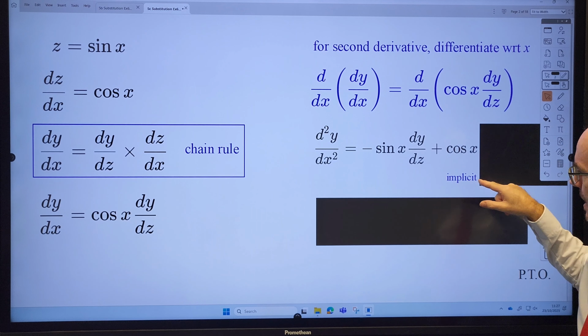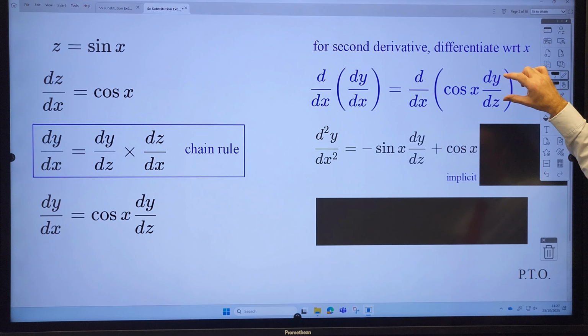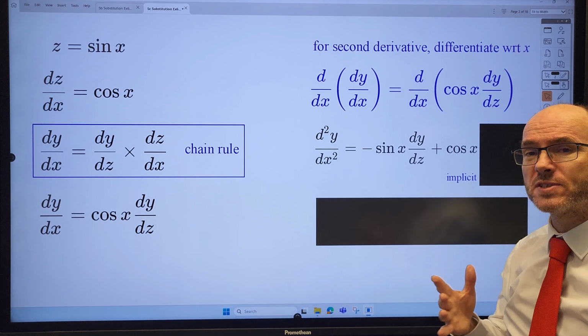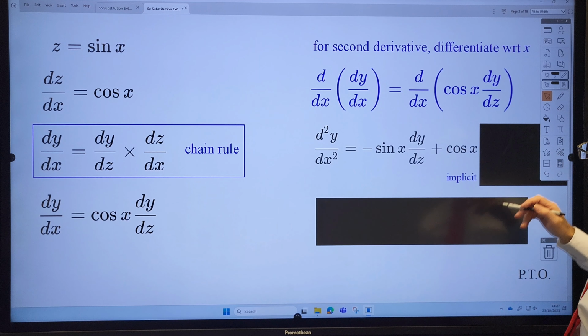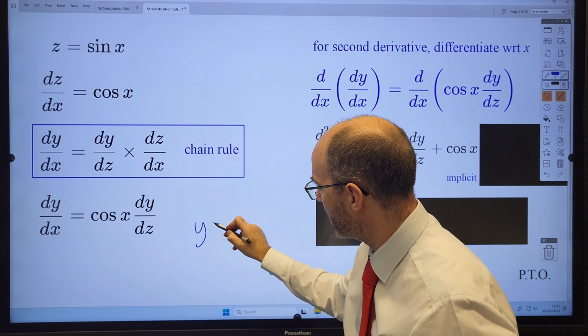So we've got to use implicit differentiation here. So dy/dz would be an expression in terms of z. If you think about it, if you have dy/dz, that means you must have had something like, let's just make it up, y equals z cubed. So dy/dz would be 3z squared. My point being, dy/dz is something in terms of z.